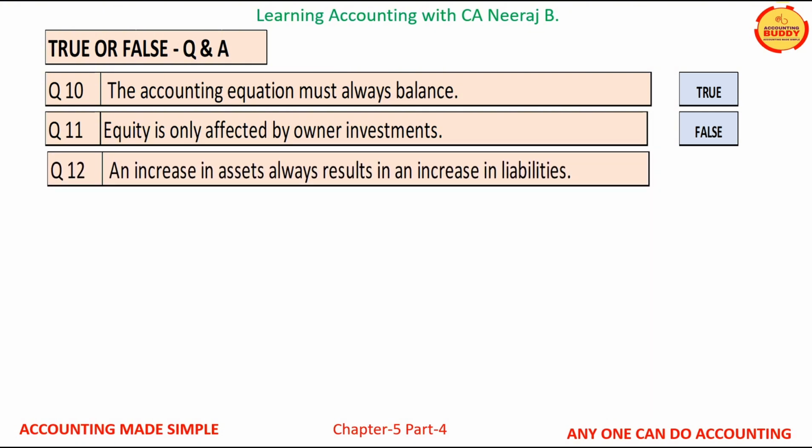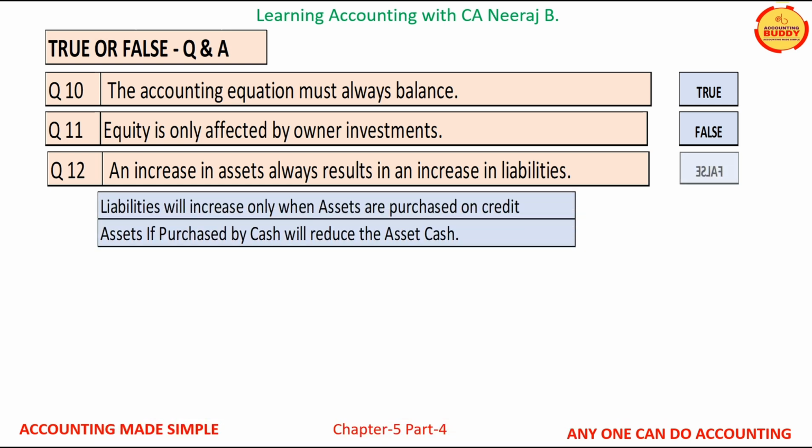Question number 12, an increase in assets always results in an increase in liabilities. This is a false statement. Liabilities will increase only when the assets are purchased on credit. When the assets are purchased on cash, the cash, which is an asset of the business, will be reduced.